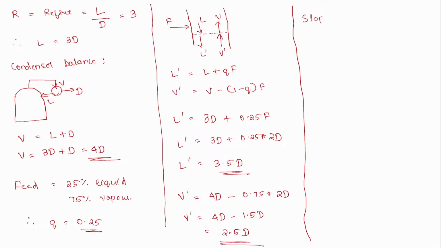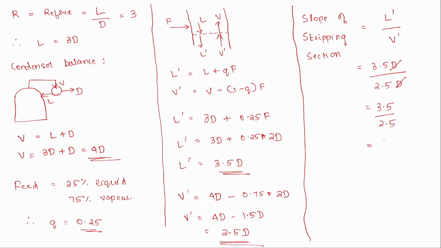Now, the slope of the stripping section is nothing but the ratio of the molar flow rates of the liquid to the vapor. That means L bar by V bar. And we have the values for L bar and V bar. So slope is equal to 3.5D by 2.5D. We can cancel out the D and we'll get 3.5 by 2.5, which is equal to 1.4.